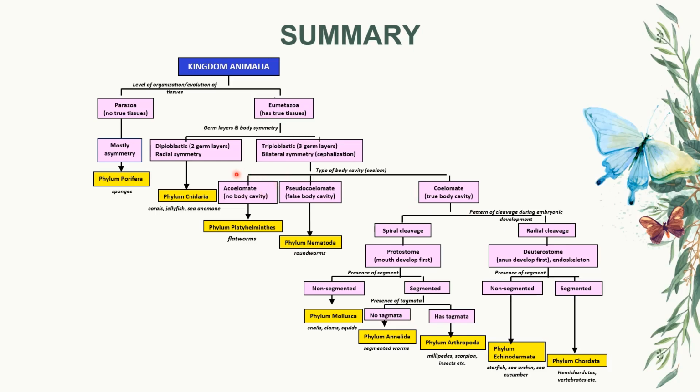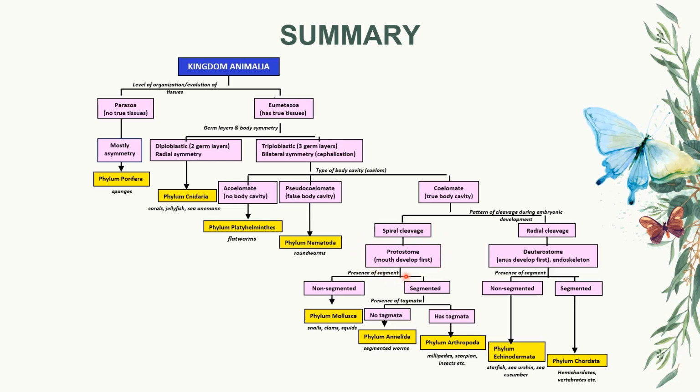Animals that are acoelomate are immediately classified as phylum Platyhelminthes, which is known as flatworms. For pseudocoelomate, the false body cavity, they are classified under phylum Nematoda, roundworms. And for coelomate, we can divide it in terms of the patterns of cleavage during embryonic development, so whether they develop the mouth first or the anus first. If during embryonic development it develops the mouth first, it is known as a protostome.